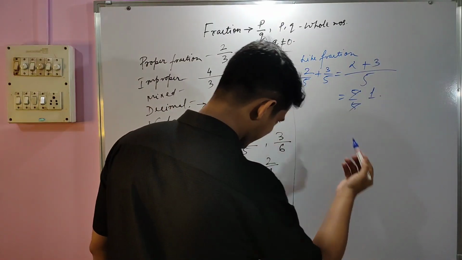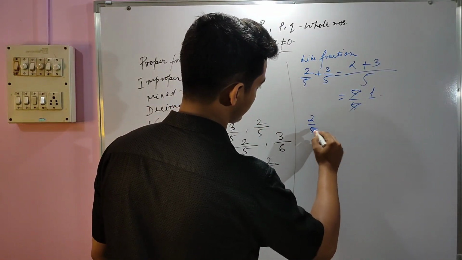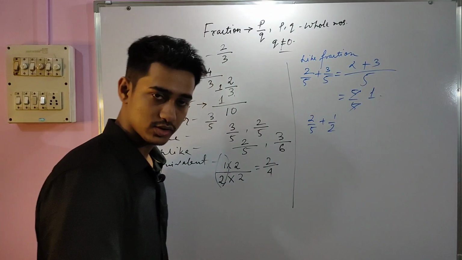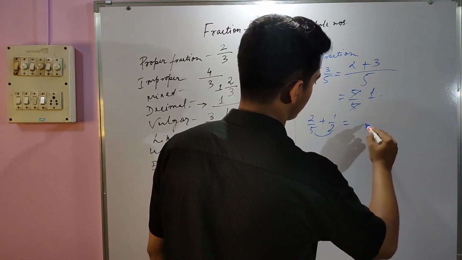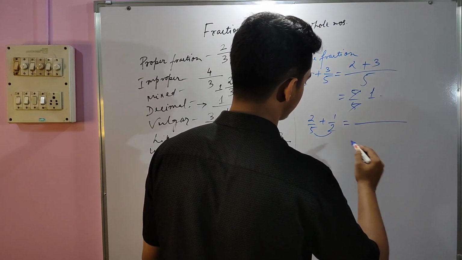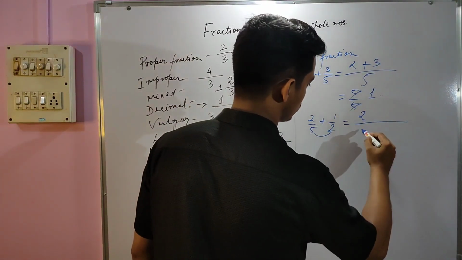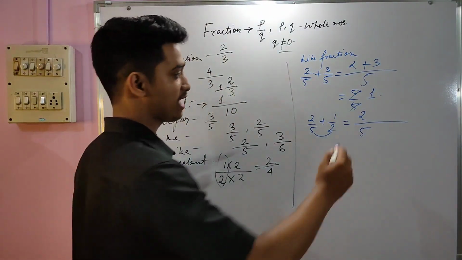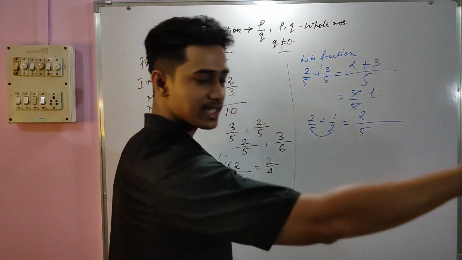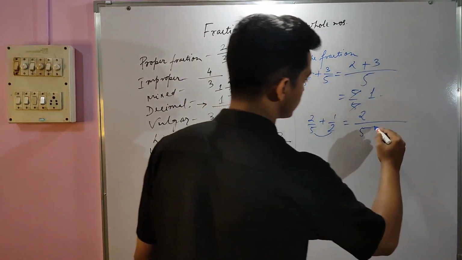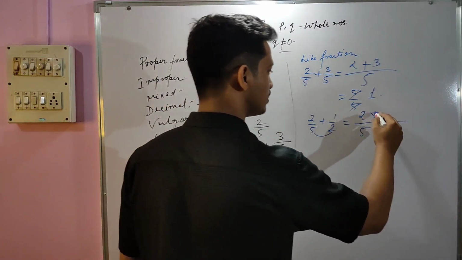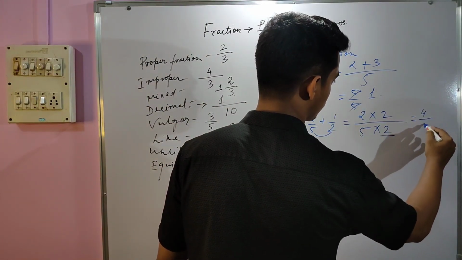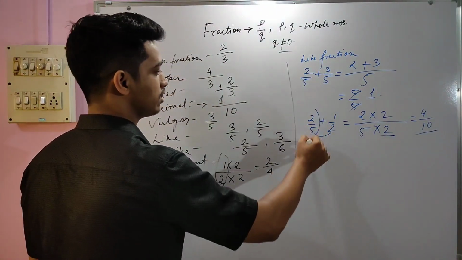If the denominators are not same, let's say 2 by 5 plus 1 by 2, what we have to do? We just find out the LCM of 2 and 5. We can easily find out that the LCM of 2 and 5 is 10. So 2 by 5: if I want to convert 5 into 10, 5 into 2 is 10, and we have to multiply the same number with the numerator. So 4 by 10 is the equivalent fraction of 2 by 5.